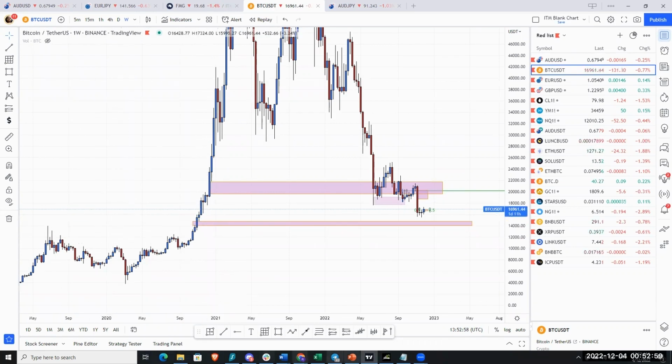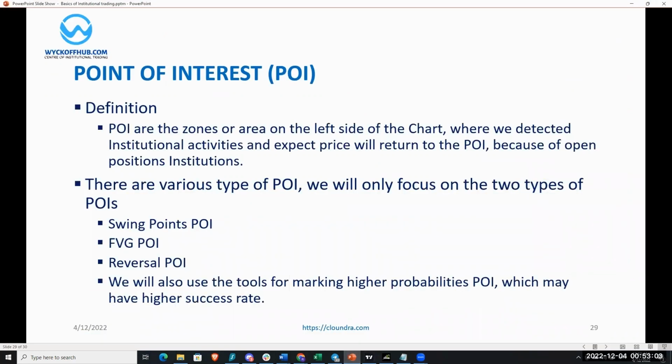Okay, so enough on the fair value gap. Now we move to the point of interest. What is a point of interest? Points of interest are the zones or areas on the left side of the chart where we detect institutional activity and expect prices will return to the point of interest because of the institution's open positions. And why do we say that? What does it mean? Let me explain by drawing some price action here. So for example, the market is coming down.